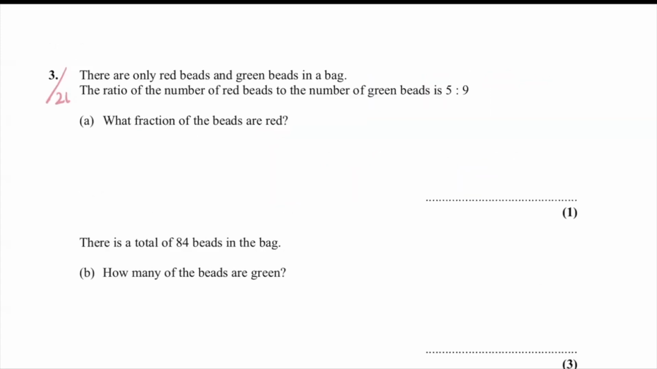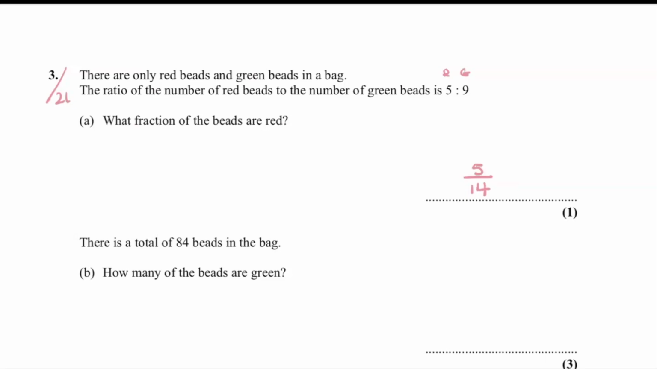Okay, there are only red beads and green beads in a bag. The ratio of red to green is 5:9. So I'm just going to pop that there so it's clear and easy for me to see. I don't have to look at that sentence again now. What fraction of the beads are red? So we've got 5 that are red out of a total of 14 that are there.